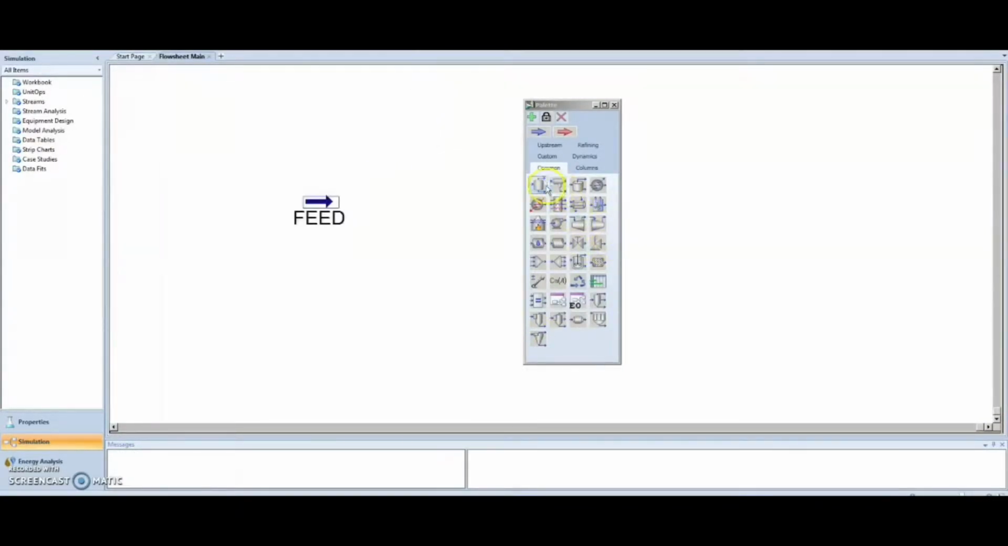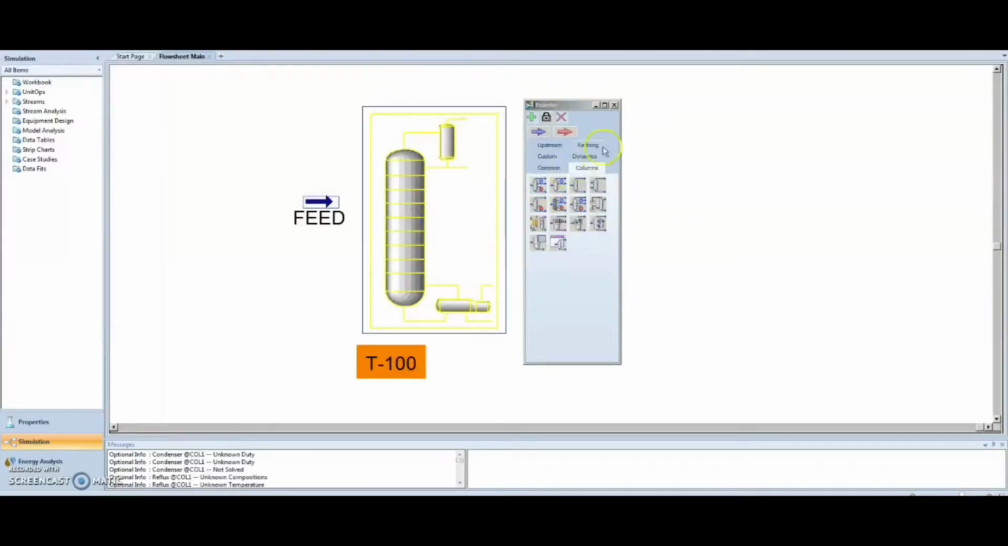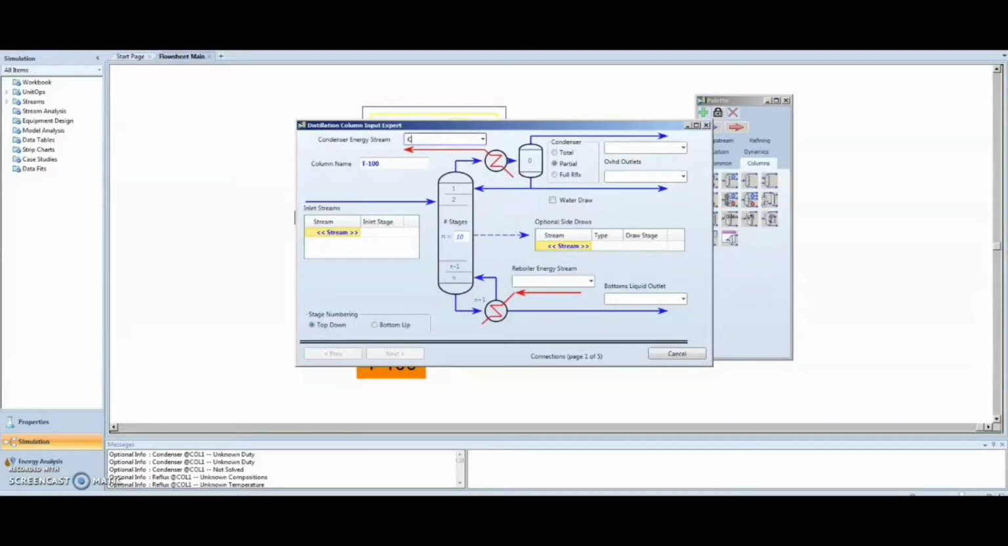The next thing you have to do is to drag in the distillation column. And then double-click the distillation column and rename all the stream names. The stream names should be condenser, overhead, boil up, and bottom. At the inlet stream, choose feed as the stream.